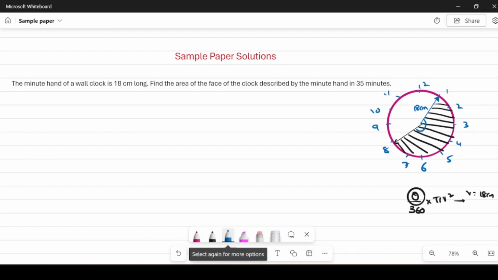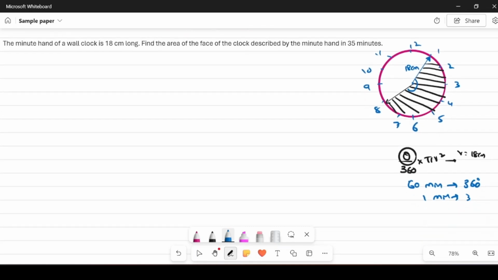We know that the complete angle is 360 degrees. For one complete rotation, 60 minutes, the angle described is 360 degrees. So for 1 minute, the angle described would be 360 by 60, which is 6 degrees. But we want the angle described for 35 minutes. So it will be 35 into 6, which is 210 degrees. This is what we need first. So the angle described by the minute hand in 35 minutes will be 210 degrees.